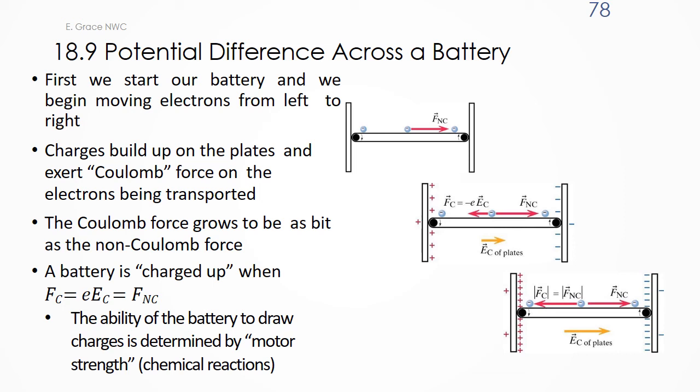And the battery is charged up when the Coulomb force from the electrons on the electric plate is equal to e times E_Coulomb, which is equal to the force non-Coulomb, that mechanical little conveyor belt force that is coming from the battery. So the ability of a battery to draw charges is determined by its quote unquote motor strength, which is really the chemical reactions. So this is an important concept, and we will revisit this as we continue to think about circuits. So commit this to memory.